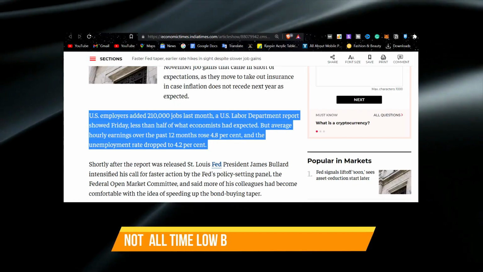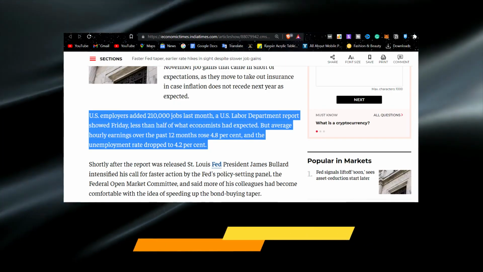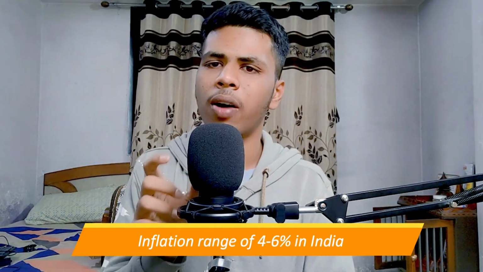In the first week of December, or I guess the second week, there was one data release. In that particular data, unemployment was at its all-time low. Unemployment was at this much and inflation was at this much. If you look at the US economy, it's a stable economy. It's a developed country, not a developing country. India is a developing country, and in India we have an inflation bracket of 4 to 6%, and RBI always tries to keep inflation in that bracket of 4 to 6%. The same is the job of the Fed, that inflation should be within 2%.